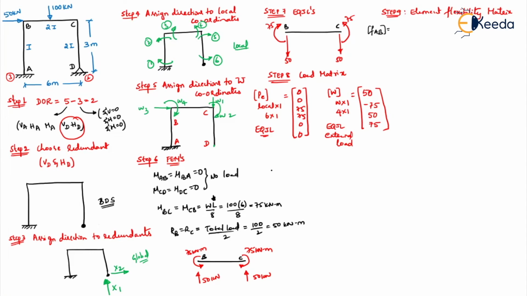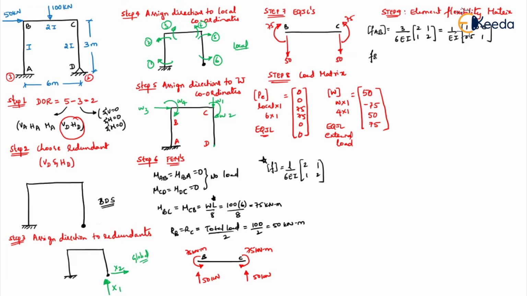So what is the general formula? I'll write the general formula here for element flexibility matrix. It's L by 6EI into 2, 1, 1 and 2. So for AB, what is the length? 3 meters by 6 E. I is I only, into 2, 1, 1, 2. So that will be 1 by EI into 1, 0.5, 0.5 and 1.